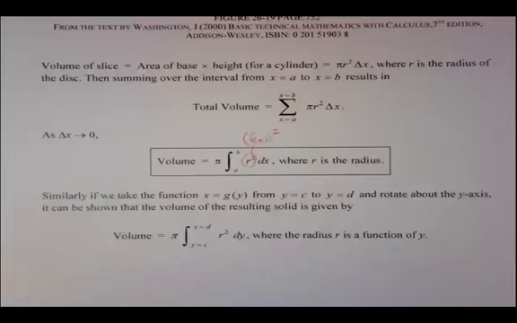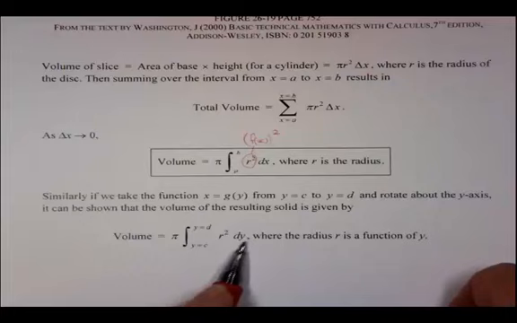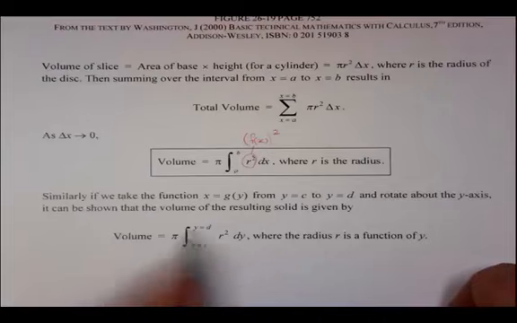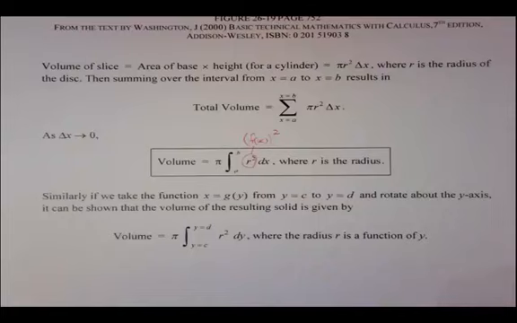So you can rotate something around the x-axis. There's absolutely no reason why you couldn't, to get another shape, rotate something about the y-axis. If you do, the roles of x and y are reversed, and you get exactly the same looking thing, pi r squared dy, where the limits are from y equals c to y equals d. And r is this time a function of y. You can rotate around the x-axis, you can rotate around the y-axis, and you can calculate volume.